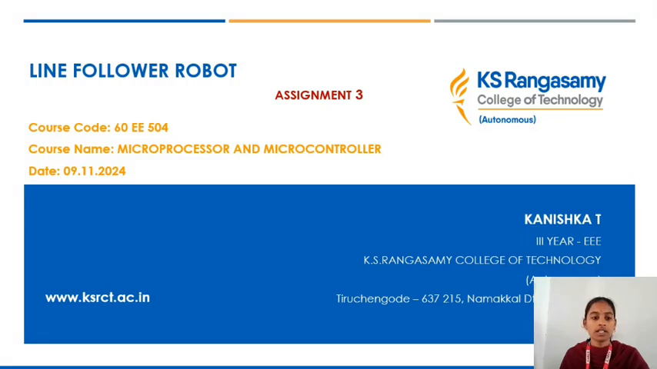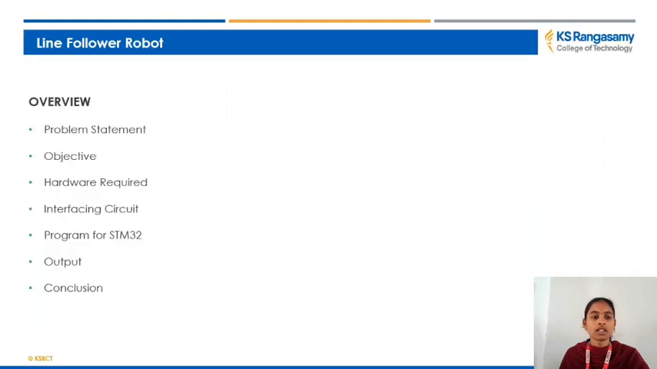I have done my assignment in the subject of Microprocessor and Microcontroller, course code 60W504. My topic is a line follower robot. The overview of my topic is: problem statement, objective, hardware required, interfacing circuit, program for STM32, output, and conclusion.